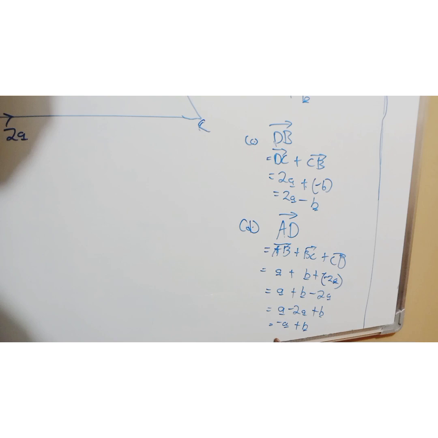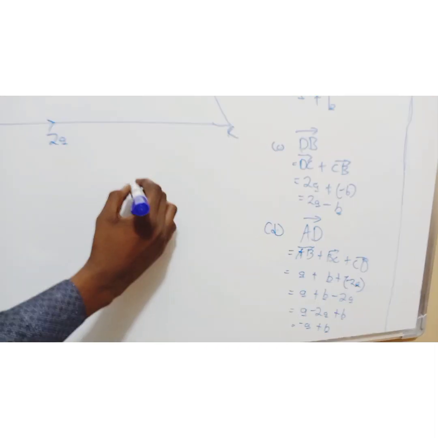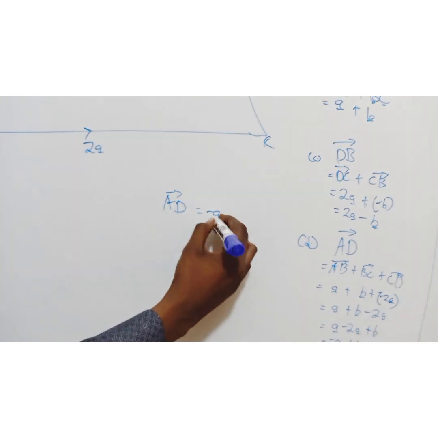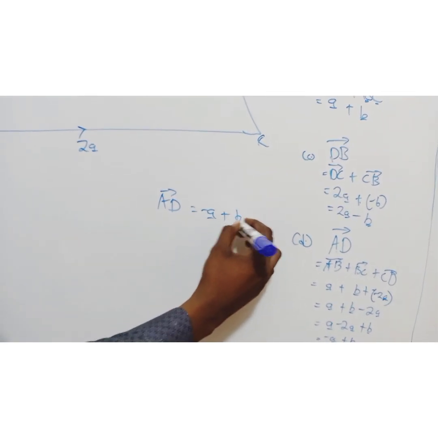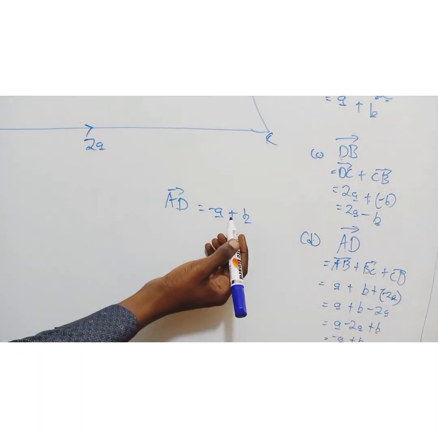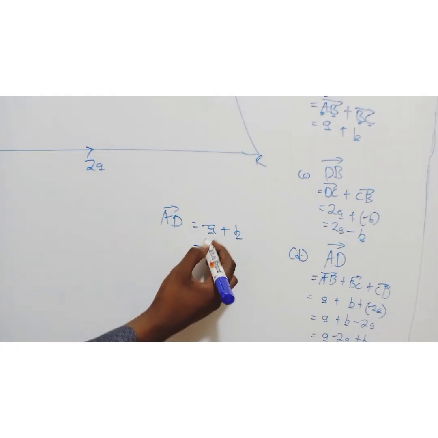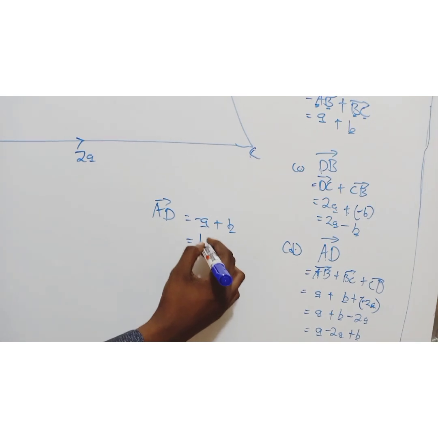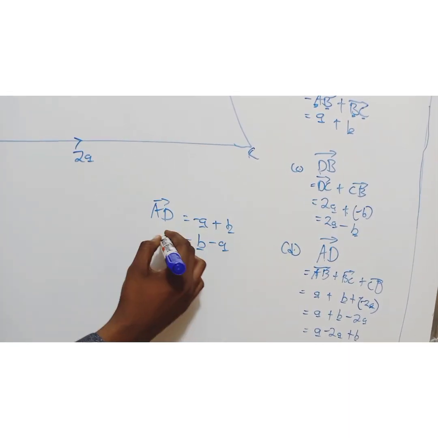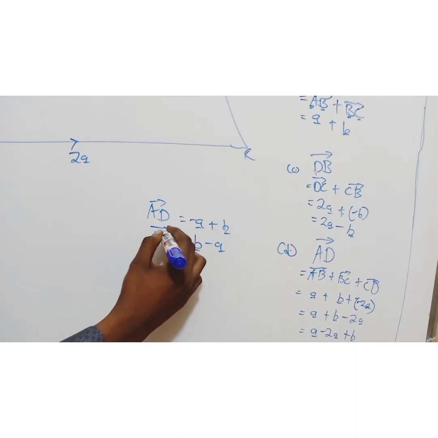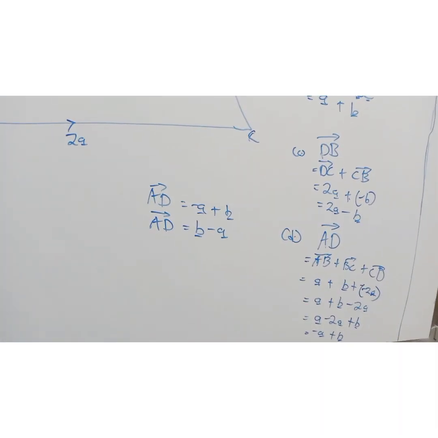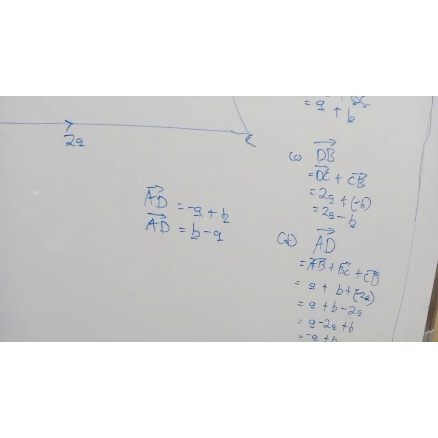Hold on, I'm not finished. So check this. We're saying AD is negative A plus B. In vectors, if you have a positive and a negative, always make sure that the positive is in front. So we have B, then we have negative A. That's your final answer. Avoid having a negative in front unless they're both negatives. You have no choice. Yeah? Let's look at an exam question now.